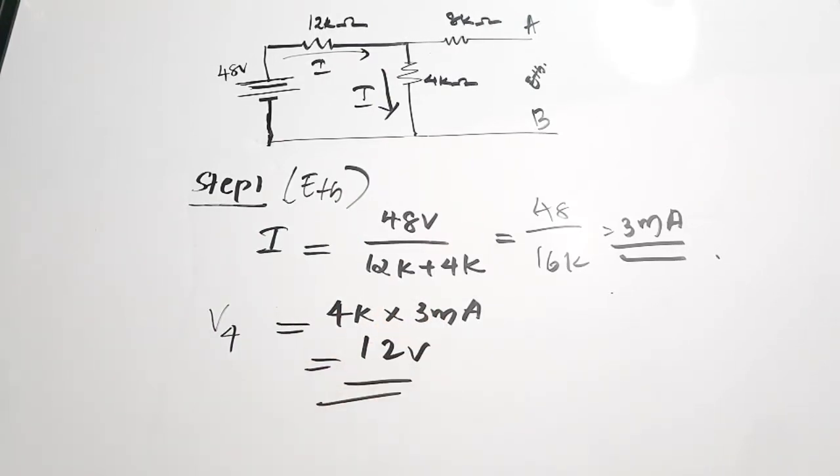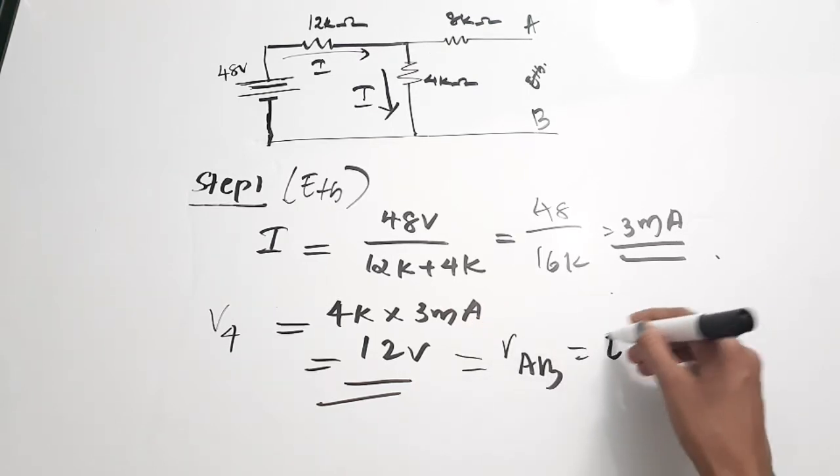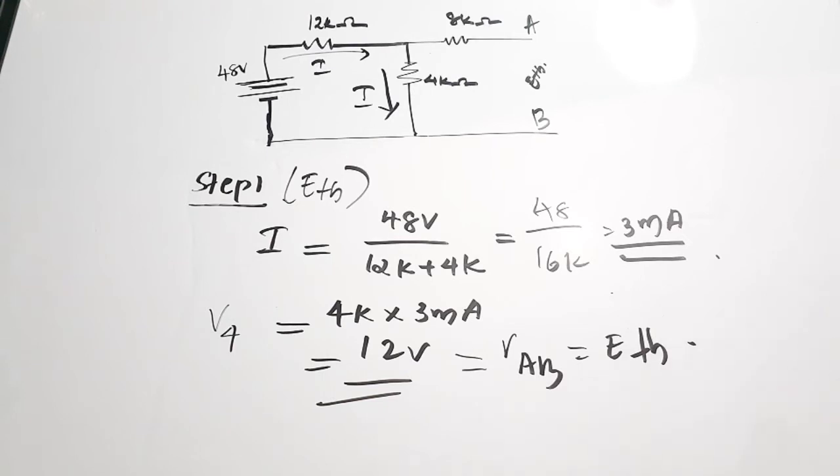So voltage is resistance into current, which is 4K into 3 milliamps, which is equal to 12 volt, right? So we have now obtained this 12 volt is equal to VAB, that is equal to, we have called it as ETH, or that is the Thevenin's equivalent voltage. So our one portion of the Thevenin's problem is completed. Next aim is to find the equivalent resistance, that is the Thevenin's equivalent resistance.